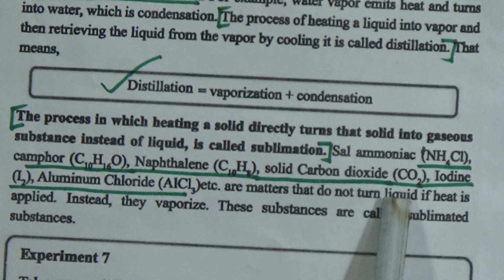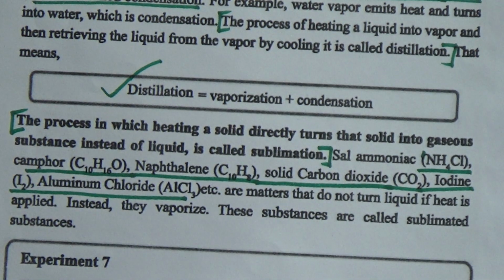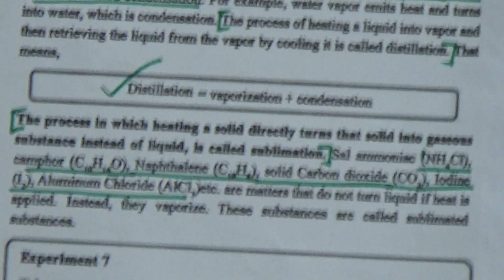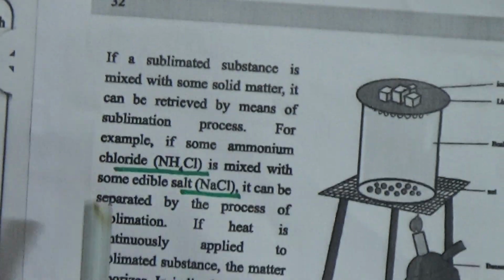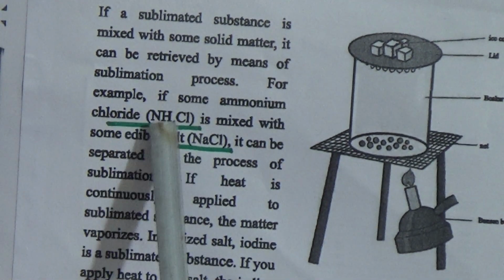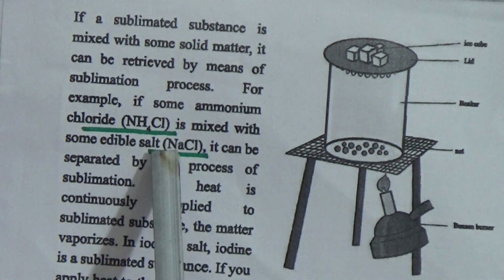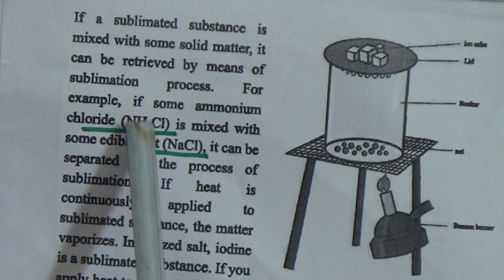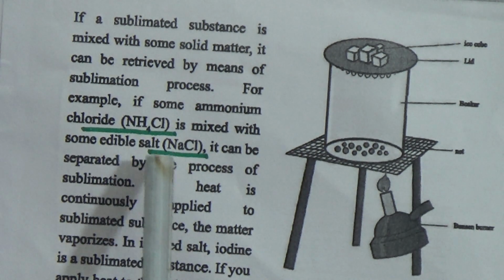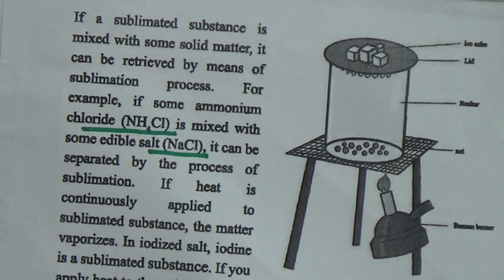Now we can easily separate any sublimated substance from a mixture. If we take ammonium chloride and sodium chloride, mix them and provide heat, then ammonium chloride directly becomes gaseous, and sodium chloride will remain in the jar. So we can separate this sublimated substance from any mixture. Now let us do the exercise.